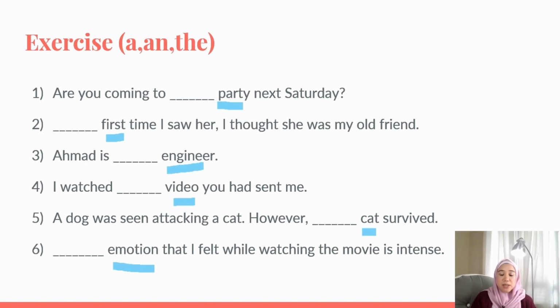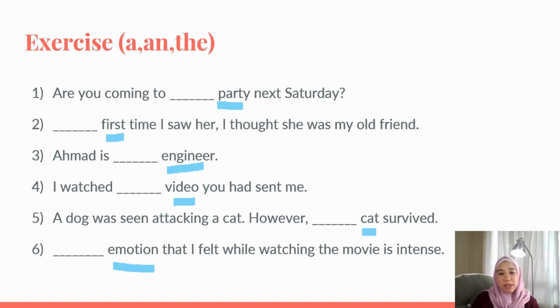A dog was seen attacking a cat, however, the cat survived. This is rule number 5. Association. There is an association between these two phrases here. When I say a dog was seen attacking a cat, however, the cat survived, automatically you know that I was talking about the cat that was attacked by a dog. So that's why we use the, because there is an association between these two phrases here.